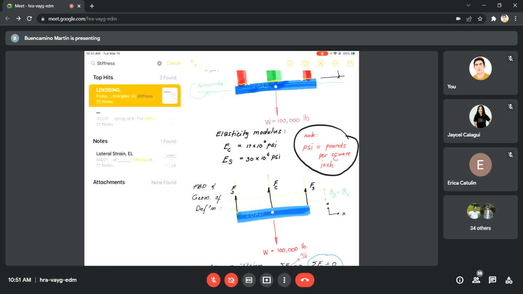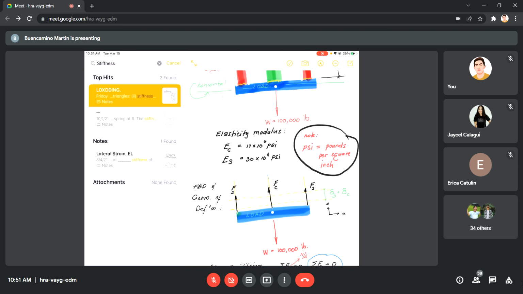So we can see, class, that this is also another example of a statically indeterminate problem. And we have three unknowns, and we need at least three equations to solve these three unknowns. In fact, we only have two unknowns there, because the two Fs have the same value.